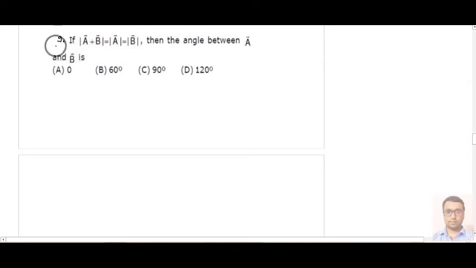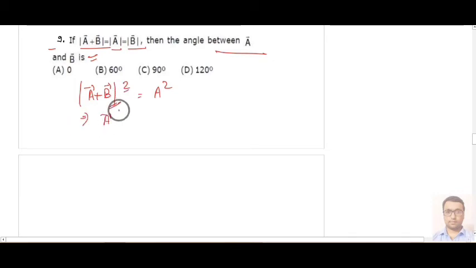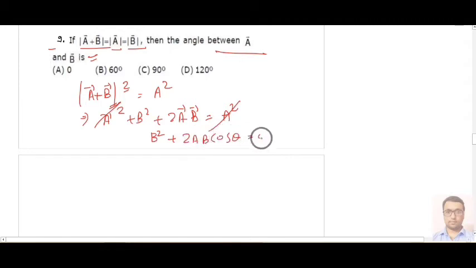Next, in question number 9 we have the magnitude of a plus b equal to the magnitude of vector a, and vector b. We have to find the angle between them. So what we will do here is square both sides, and we know that the square of any vector gives us a scalar number. So we will write a square plus b square plus 2a dot b, and it will be equal to a square. A square and a square will cancel out. Again we can write 2ab cos theta equal to 0.